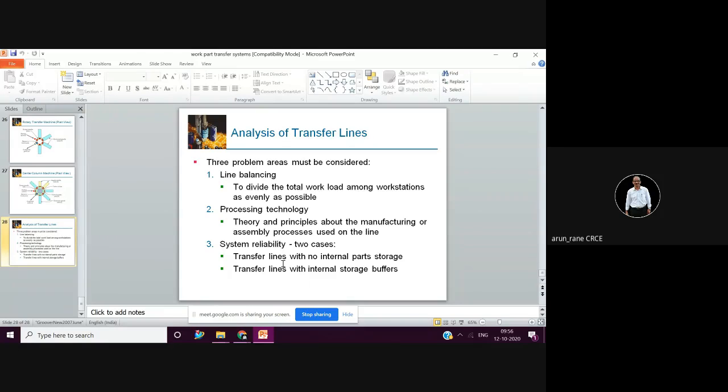And then reliability. As far as possible, your system should be reliable. That is what is called reliability of the entire line. That will come from the reliability of the individual components. If the reliability of the individual components is high, then only your system will be reliable.